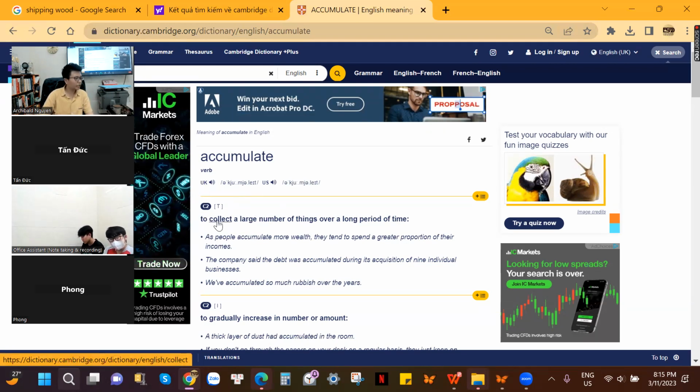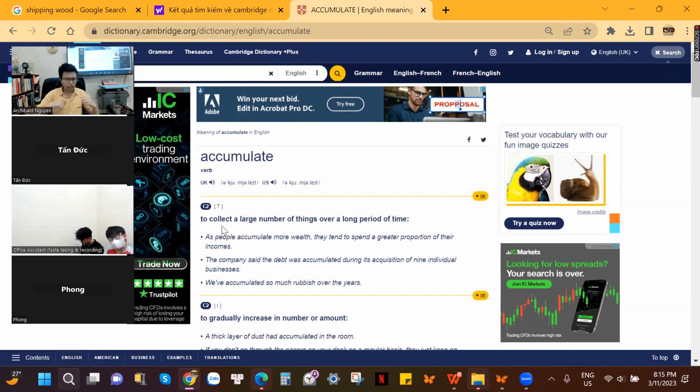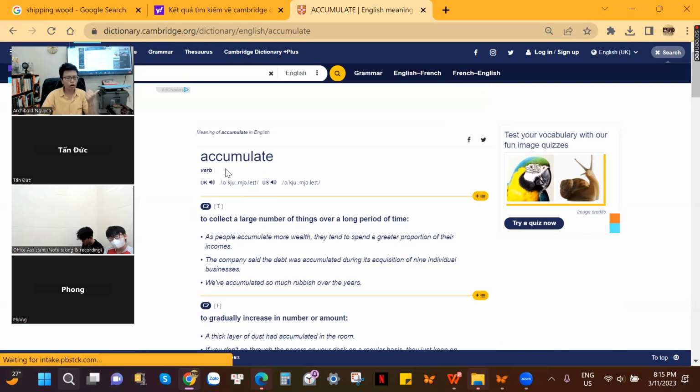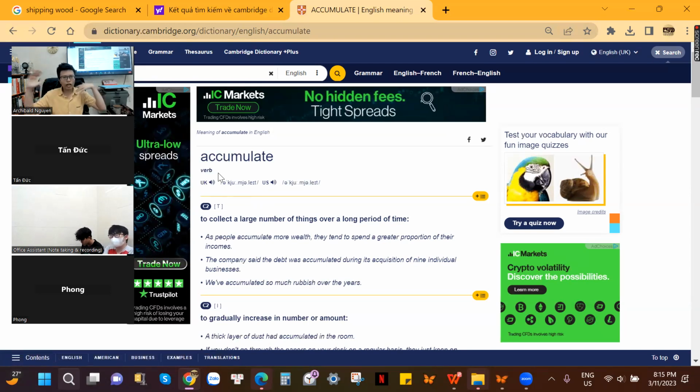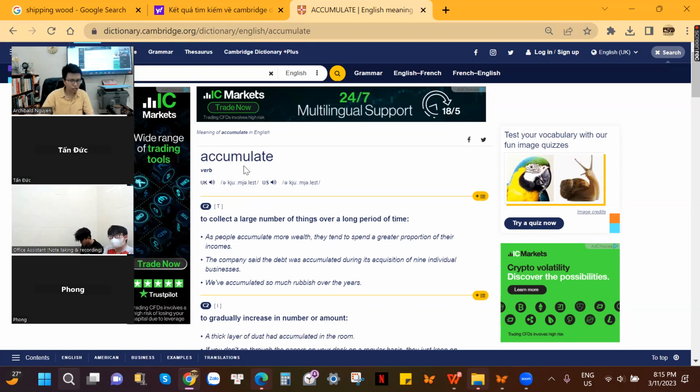Here, the word collect is only used when you use your hands. You go somewhere, you use your hands to pick things up and collect them into a big collection. But the word accumulate is used for money, okay? It's used for knowledge, it's used for everything in your life. It means you try to collect things bit by bit every day. That is accumulate.